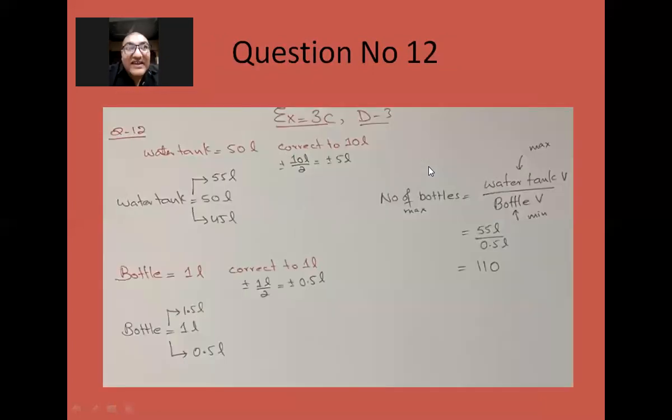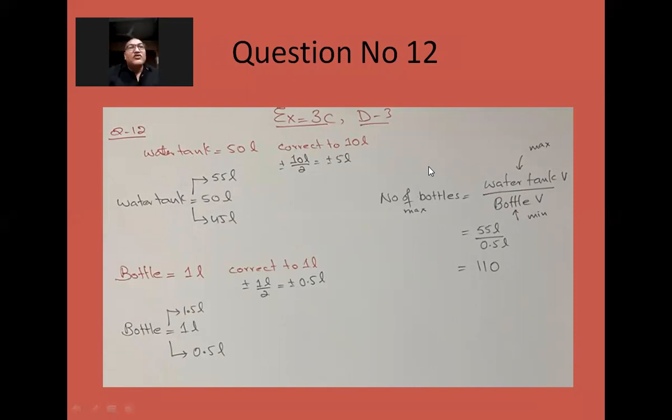The next question is question number 12. Question number 12 is showing up on your screen, and let me read it from the book. It says, a cylindrical water tank has a capacity of 50 liter when measured to the nearest 10 liter. A bottle has a capacity of 1 liter when measured to the nearest liter. Calculate the maximum number of bottles of water that can be drawn from the tank.